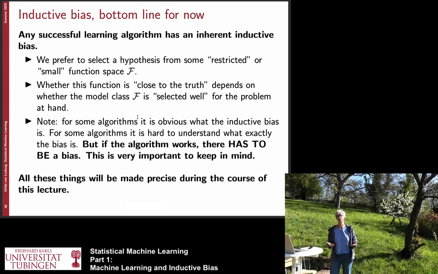We haven't really been talking about this at all, but this is obvious. Like if you have a function class, say your function class contains linear functions, but the phenomenon that you're trying to model is a periodic function, then no matter what you're going to do, it's not going to work out. What is the important message that I want to give you now is, for some algorithms it's sort of obvious what the inductive bias is going to be, and we're going to discuss that. For other algorithms, it's not obvious, but there has to be an inductive bias. Machine learning is impossible without an inductive bias, and it is important to keep that in mind.